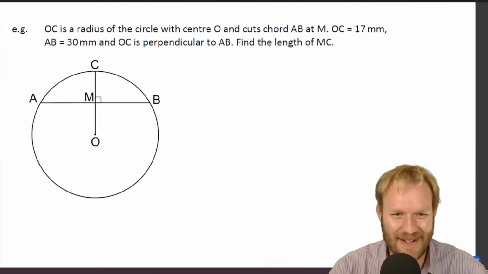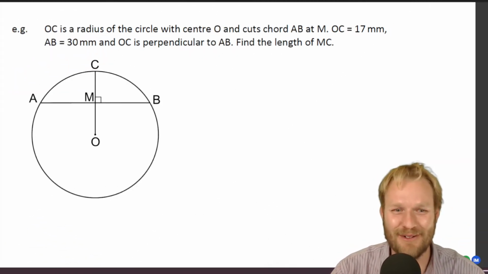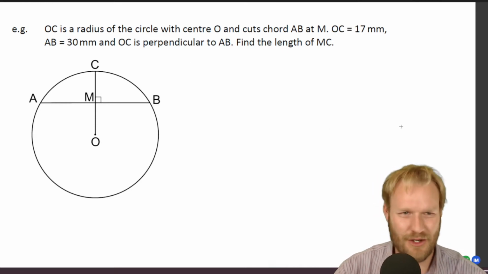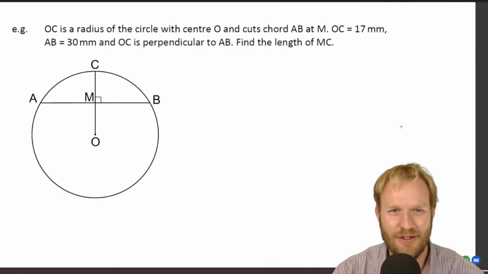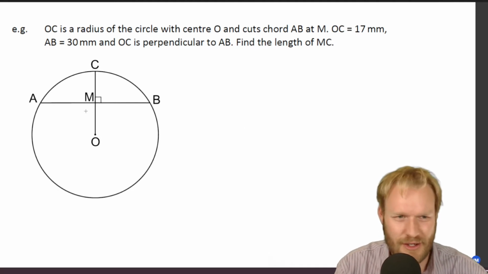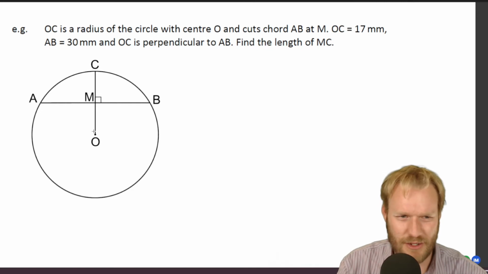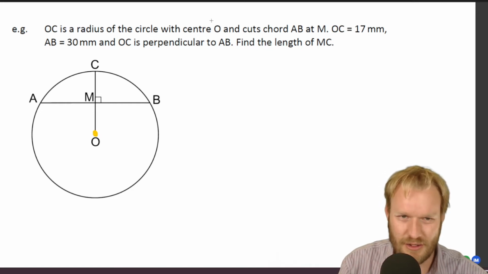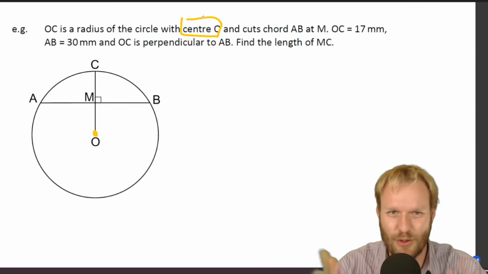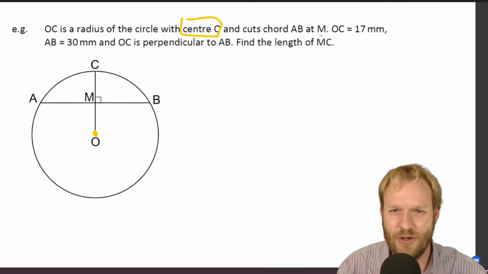Okay, we're back. So let's head through 3 examples looking at this, starting with this first one. OC is a radius of the circle with center O, and just a quick note on that: O is told to be the center. Never assume that something's the center unless you're told it or you've proven it. And it cuts the chord AB at M.